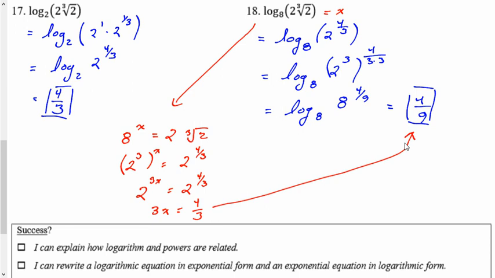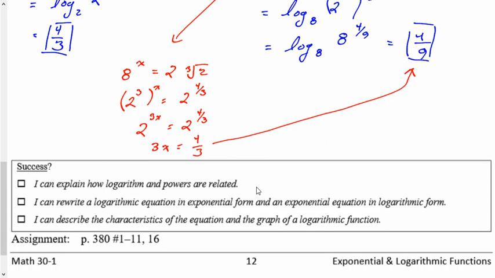There we go. So time for some practice. And let's look at these measures of success. Can we explain how logarithms and powers are related? Well, yes, we can. We can rewrite a logarithm as a power, and a power as a logarithm, and logarithms and powers can be inverses of each other, depending on how we format it. I can rewrite a logarithmic equation in exponential form. That's what I did in this question. And an exponential equation in logarithmic form. We did some practice of that on a previous page.